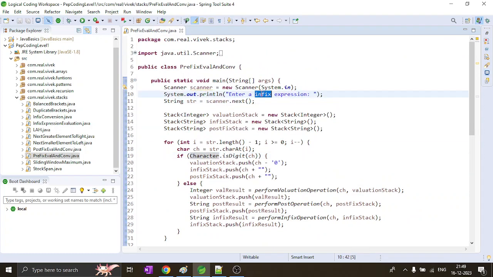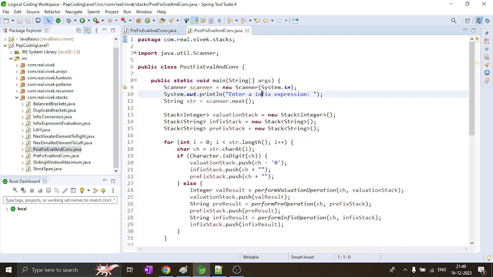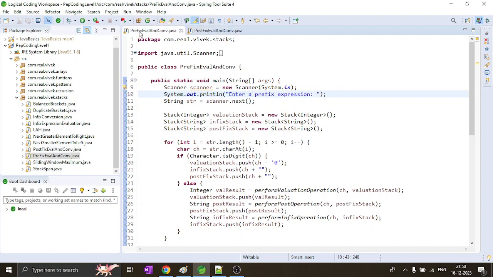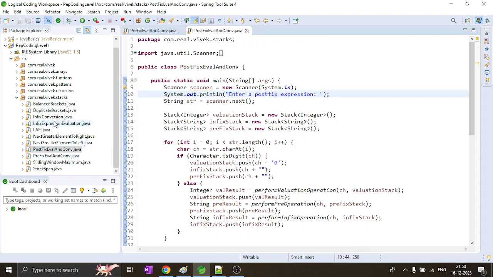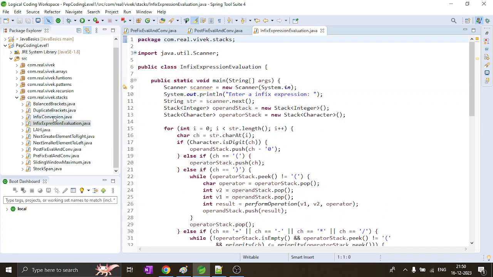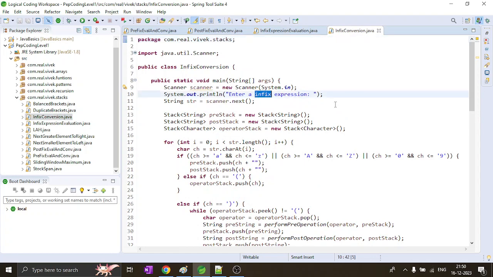So enter a prefix expression, and we'll have enter a postfix expression here. Prefix and postfix, and we'll have an infix here and an infix here. Yeah.